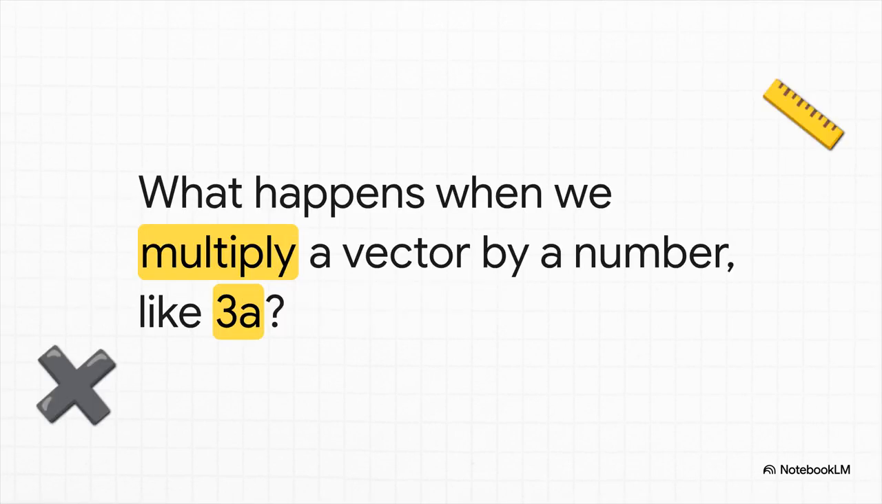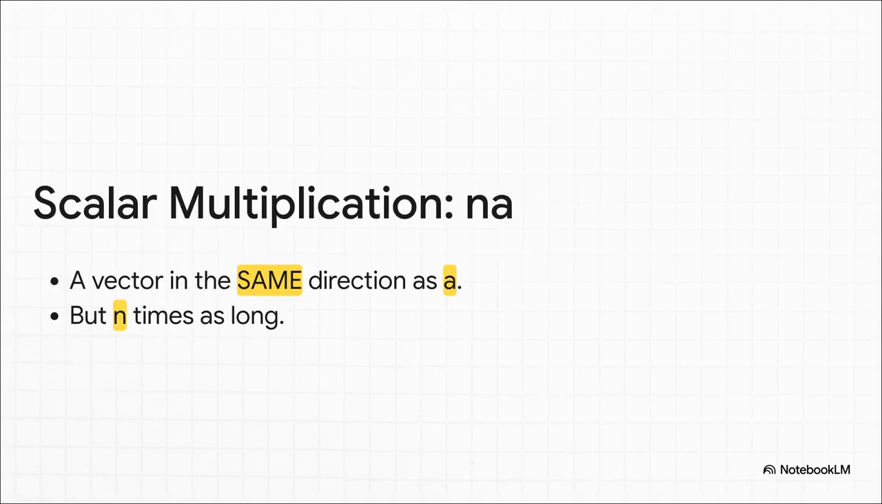Okay, one last basic operation to cover. We've added, we've subtracted, but what happens if we take a vector and multiply it by a regular old number, a scalar? Like, what does it mean to have 3 times vector A? Well, this works pretty much exactly how you think it would.